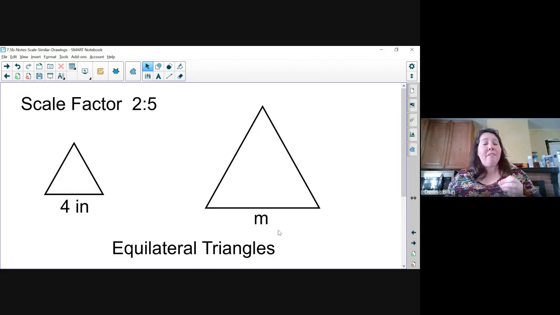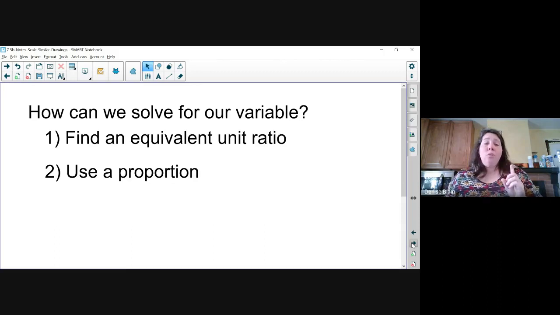I'm going to show you how to figure that out using two different things. You can use an equivalent unit ratio, or you can use a proportion. Okay, there are other methods too, but these are two things that you already know how to do.